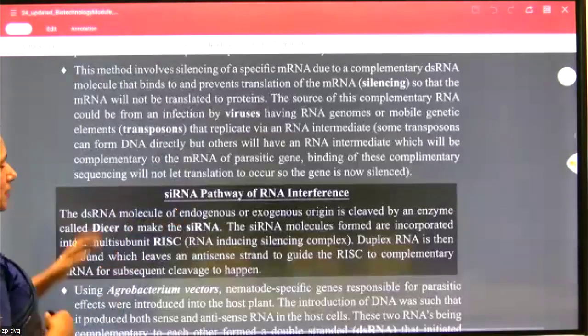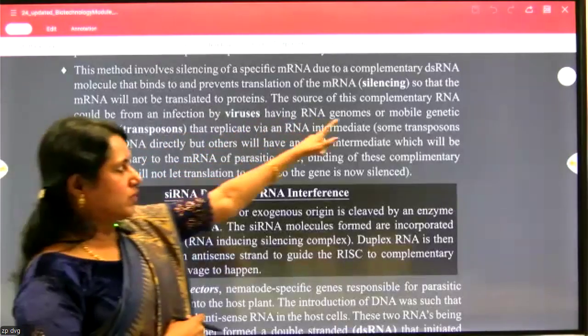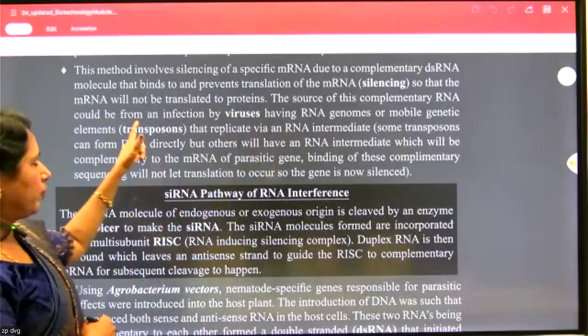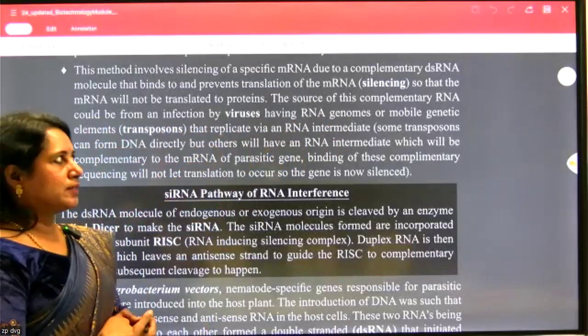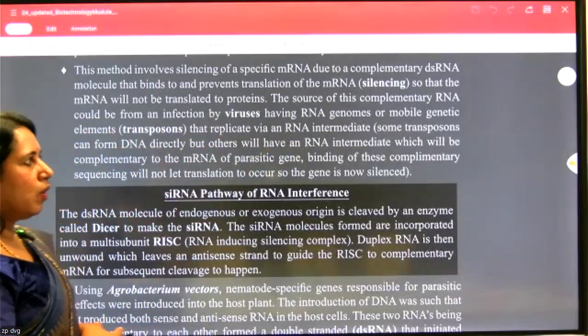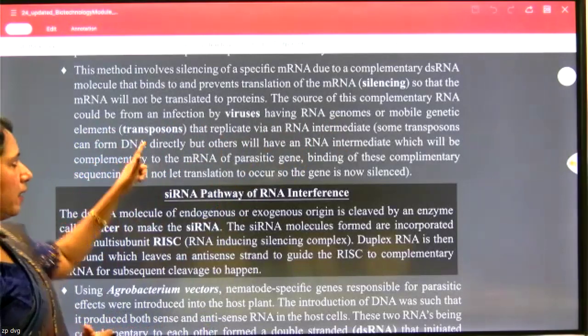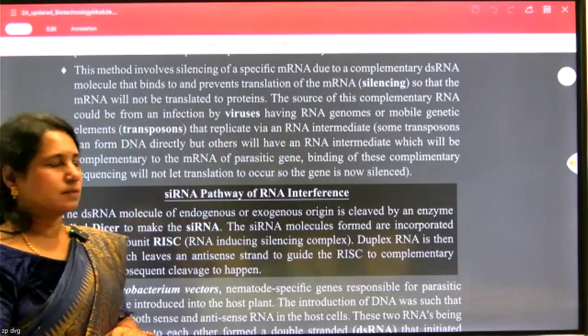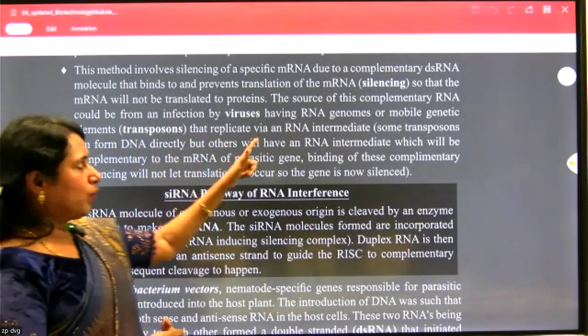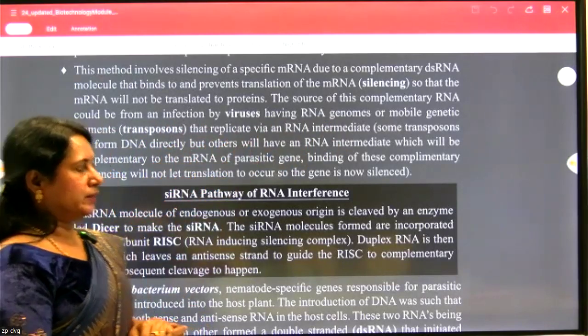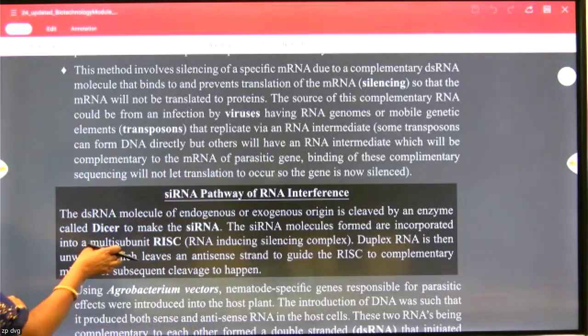So here it is given the source of this complementary RNA could be from an infection by viruses having RNA genomes or mobile genetic elements. They are also called transposons, that replicate via an RNA intermediate.